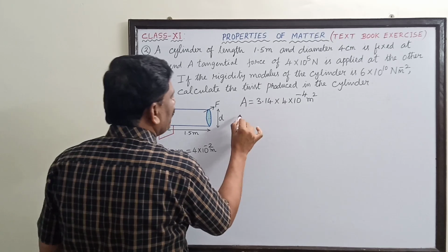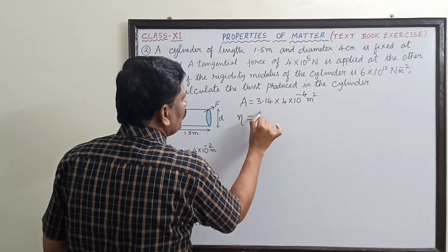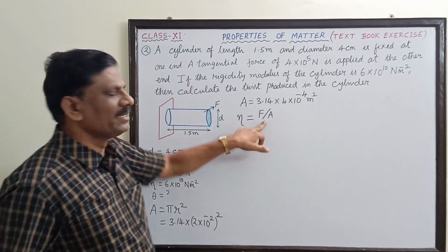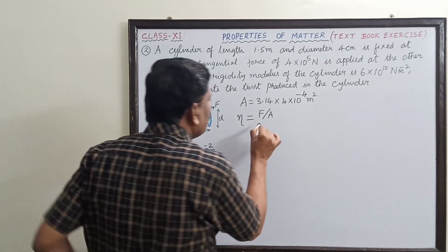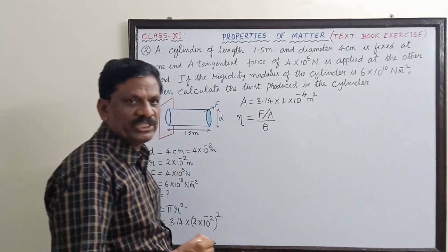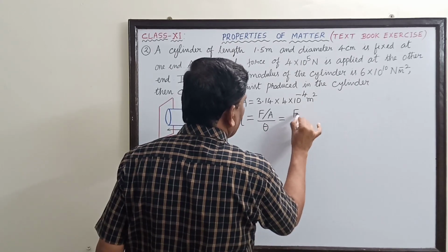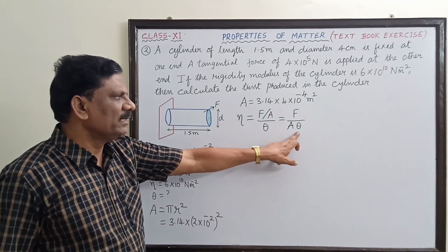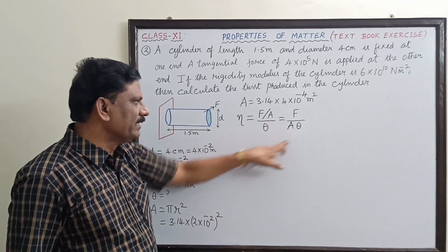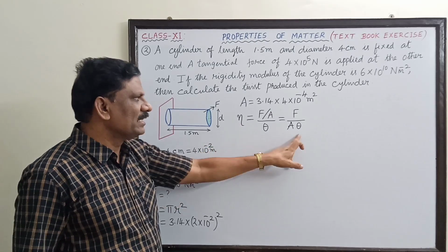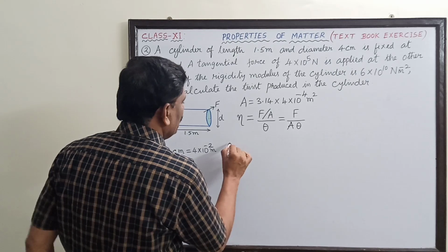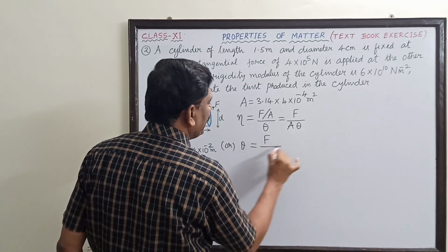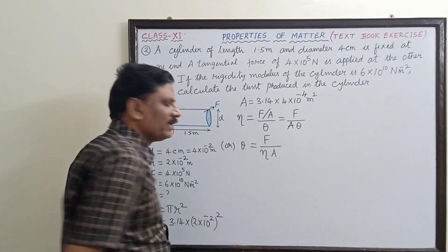Now the rigidity modulus eta is equal to F by A, the tangential force per unit area, which is called the shearing stress, divided by the shearing strain, the angle of shear. So this is equal to F divided by A into theta. Now I need to find only theta. So I take theta to the left hand side and eta will come to the right side. Or theta is now equal to F divided by eta into A.